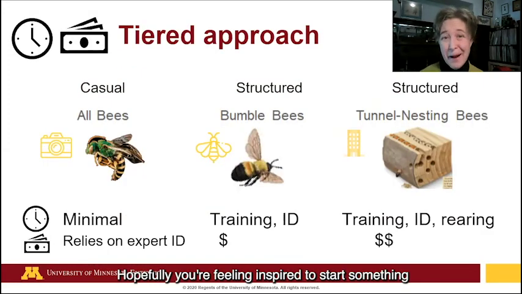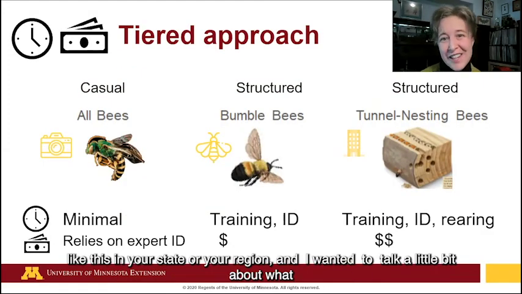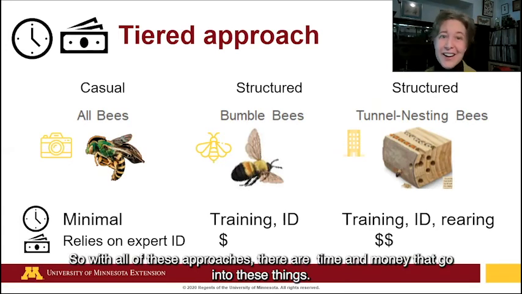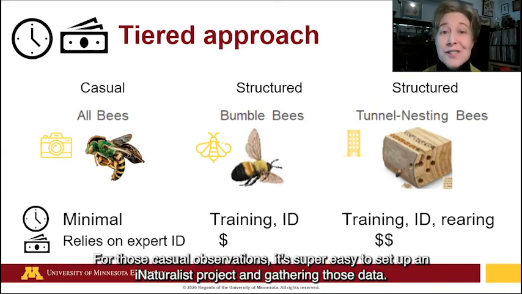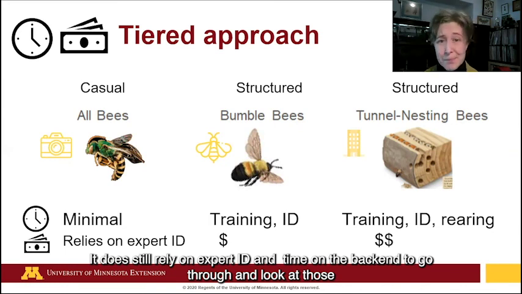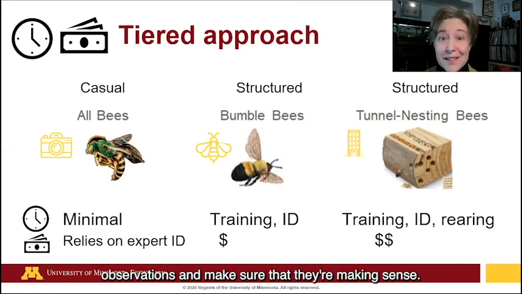Hopefully you're feeling inspired to start something like this in your state or your region, and I wanted to talk a little bit about what it took to make this happen. So with all of these approaches, there are time and money that go into these things. For those casual observations, it's super easy to set up an iNaturalist project and gather those data. It does still rely on expert ID and time on the back end to go through and look at those observations and make sure that they're making sense.